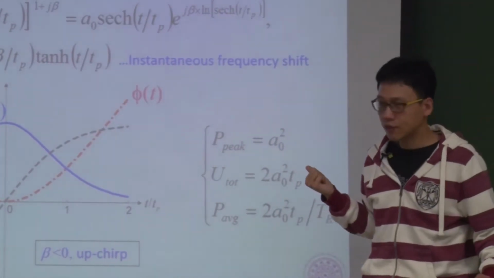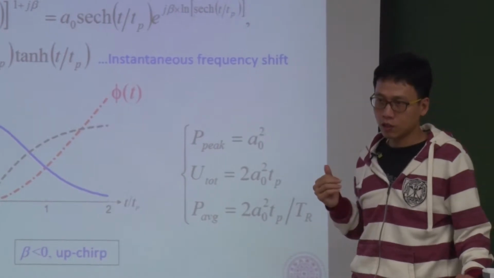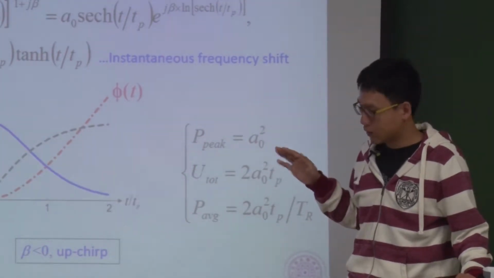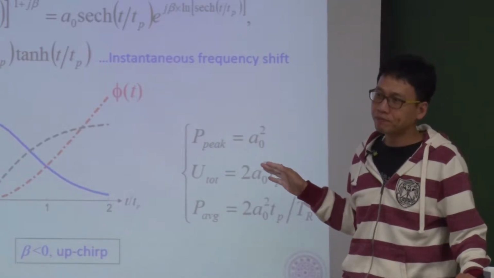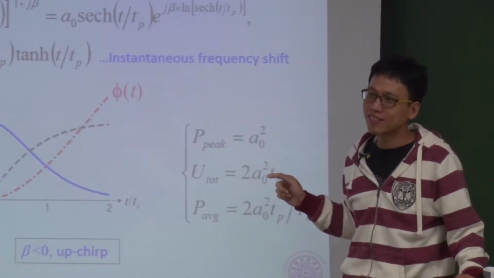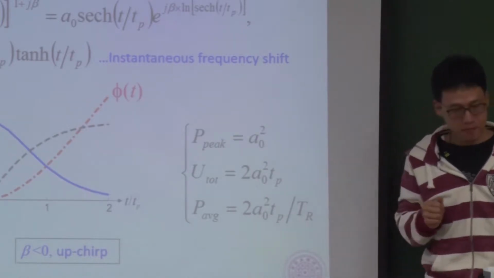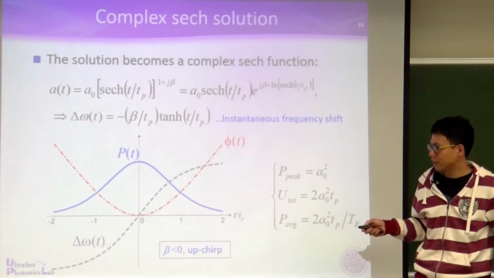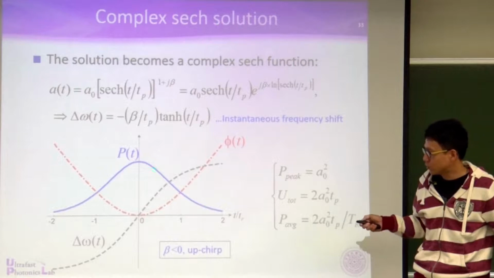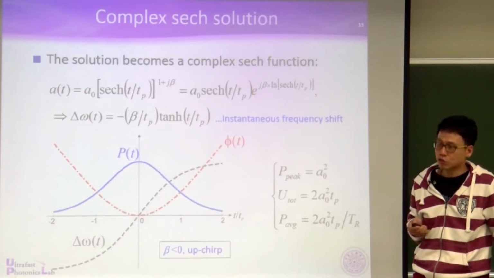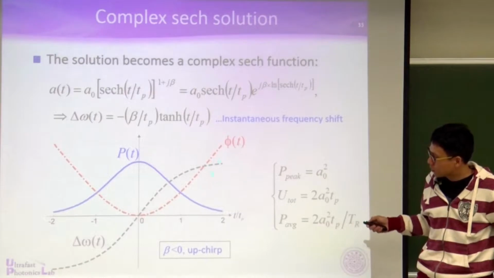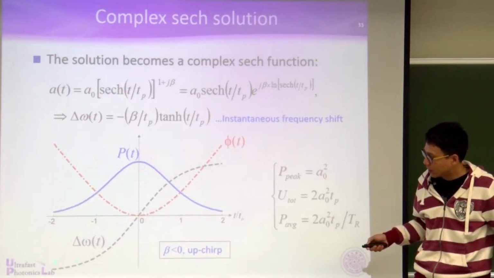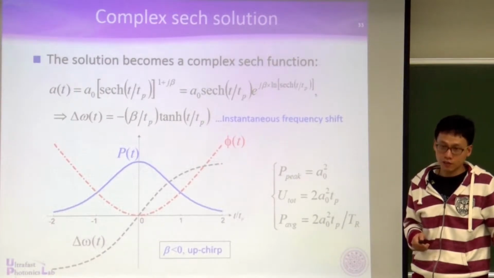Okay? And as you can see, this is a monotonically increasing curve. So the instantaneous frequency increases with time. So this is an upchirped pulse, right? So although the formulas look formidable, if you draw them, they are just very simple, smooth curves, okay? So remember, in the steady state solution, you get an intensity distribution like this, a very simple phase, and monotonically increasing instantaneous frequency.